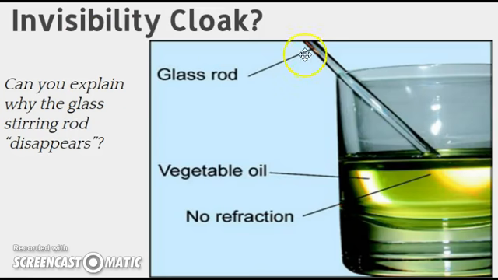So invisibility cloak. This is kind of an interesting concept of the glass rod resting in here, to stir in vegetable oil. And we can't see it. It almost becomes invisible. Can you explain why that occurs?